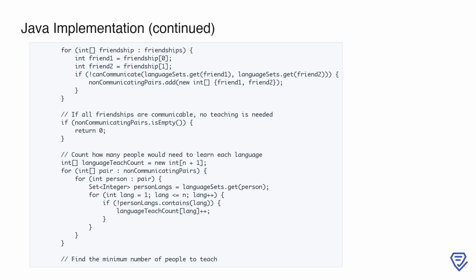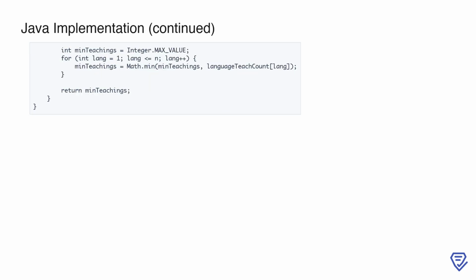We initialize an array language teach count to track how many people would need to learn each language. For every person in a non-communicating pair, we loop through all languages and check if the person does not already know that language. If not, we increment the count for that language in the language teach count array. This helps us determine the total teaching effort required for each language. At this point, we need to determine the minimum number of people to teach a single language so that all non-communicating friendships can be resolved.